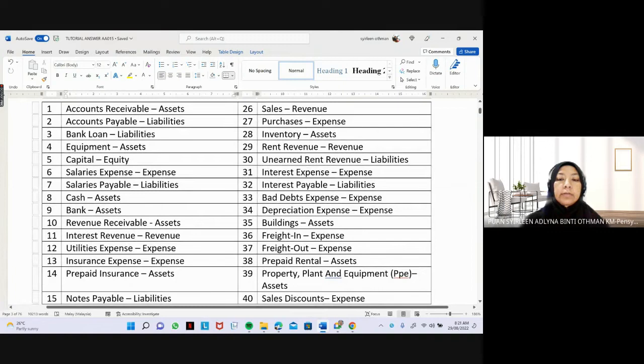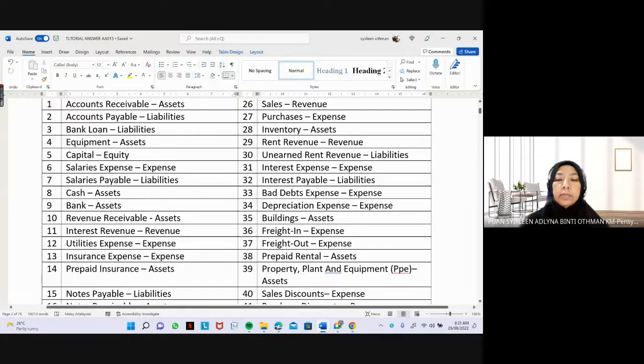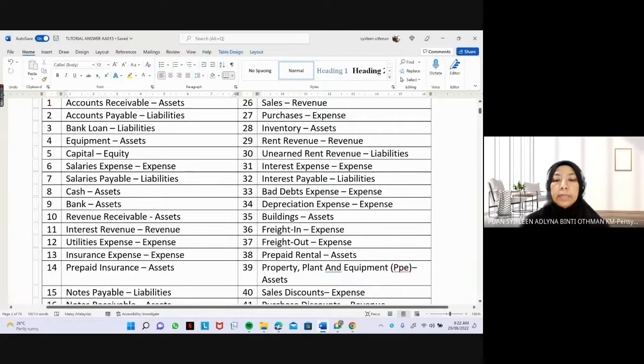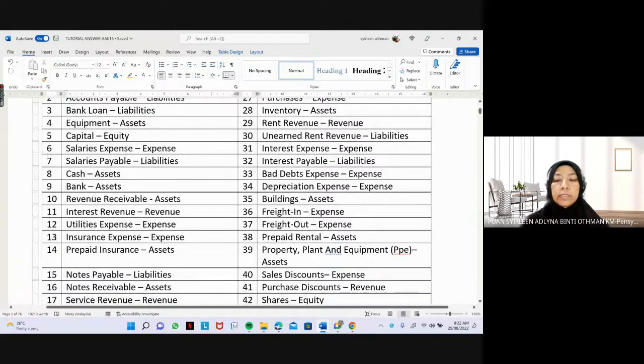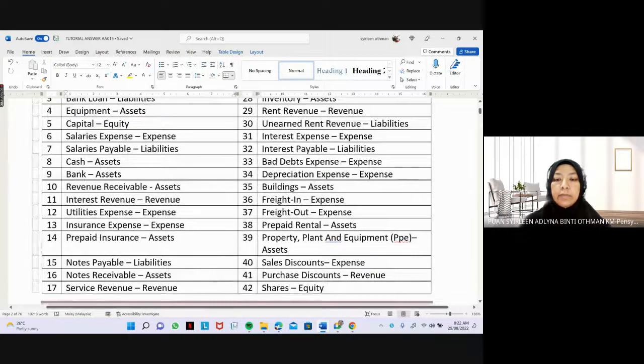Rent revenue is revenue. Unearned rent revenue is liabilities. Interest expense is expense. Interest payable is liabilities. Bad debts expense is also expense. Depreciation expense, from the word itself, it helps you to classify, which is also expense. And then we have buildings, asset. Freight in and freight out is expenses.